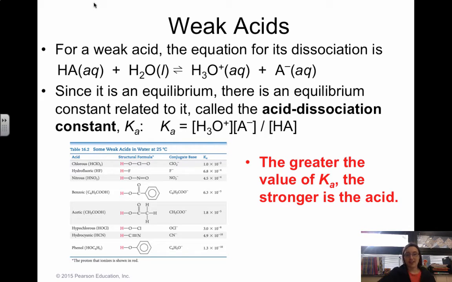So when we have Ka, this table shows us different values of Ka. The greater the value of Ka, the stronger the acid. That's because the magnitude of Ka actually indicates the tendency of an acid to ionize in water. The larger the value of K, the more products you have. That means that it ionizes more. It breaks up more into its ions. That's a stronger acid. If Ka is smaller, that means we have more acid at equilibrium, which means it's not breaking up much. So the greater the value of Ka, the stronger the acid.